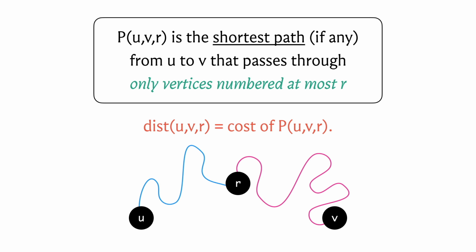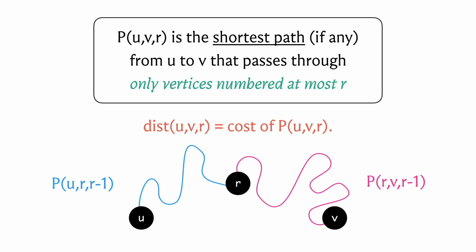For this reason, we know that the lengths or the costs of these paths respectively are given by values that we have already computed, namely P_UR^(R minus 1) and P_RV^(R minus 1). So we simply sum these two values to get the cost of the path from U to V.